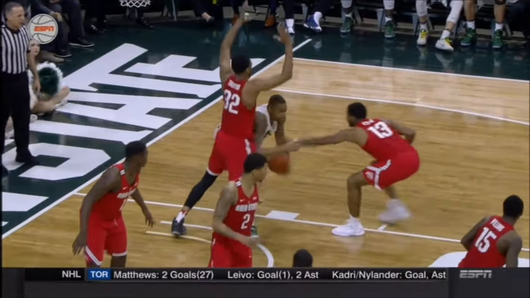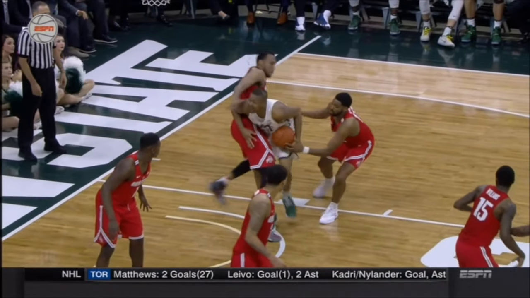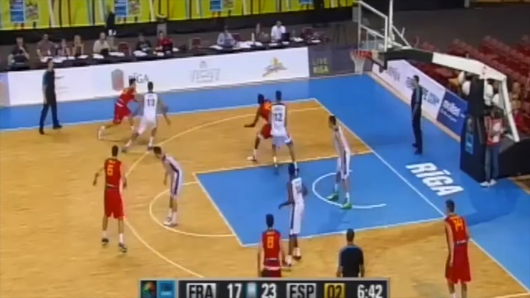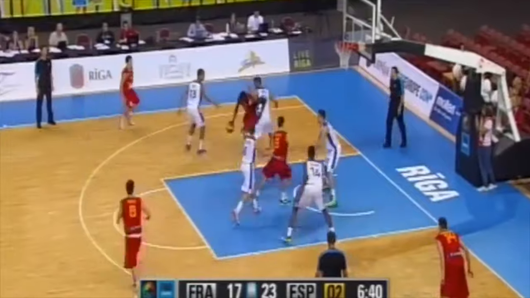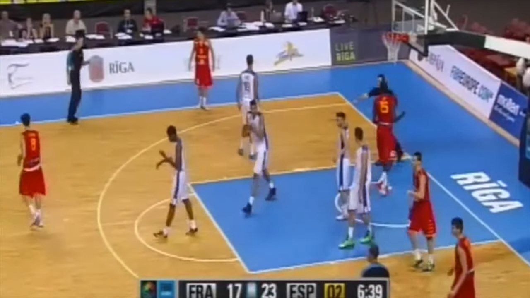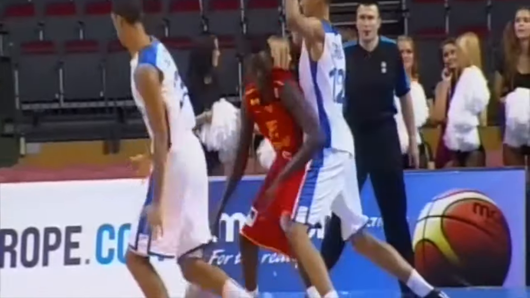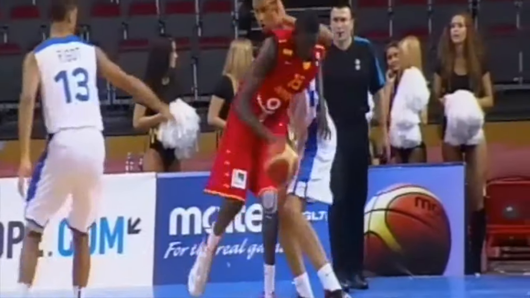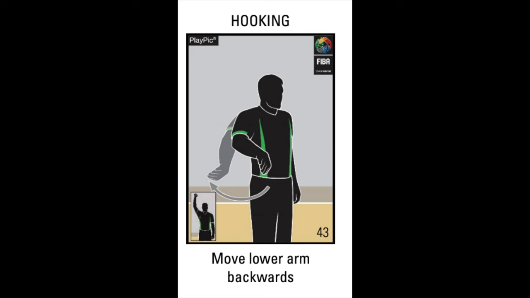So if I do my spin move and I use my off arm to hold you back, now I just freed up my opportunity to score. Or even without a spin move, I drive down the middle and I hook you with my off arm, I'm gaining an advantage to go shoot because you can't make a play on the ball because I'm restricting your movement. So you just call an offensive foul, show the hook signal.